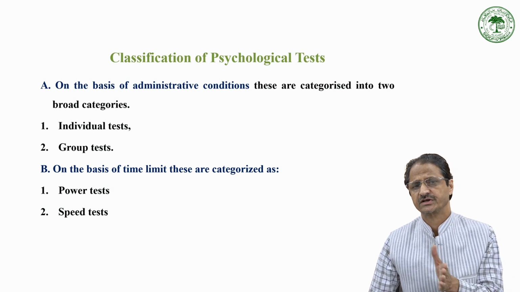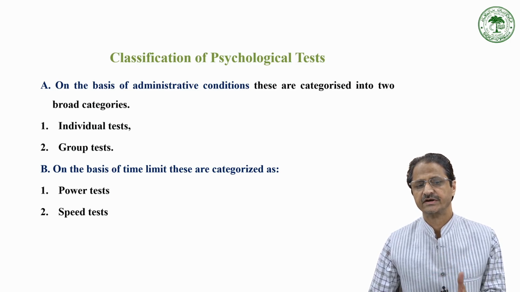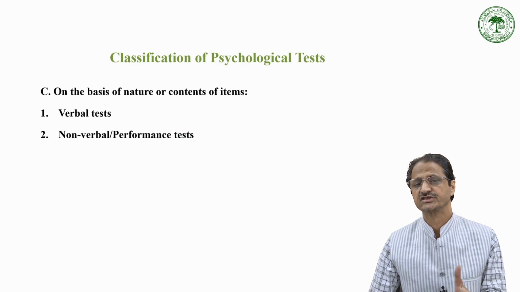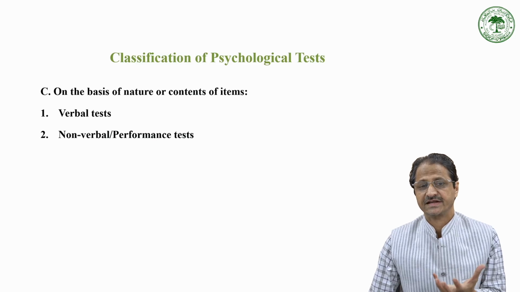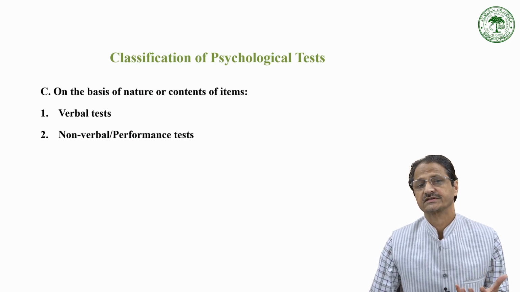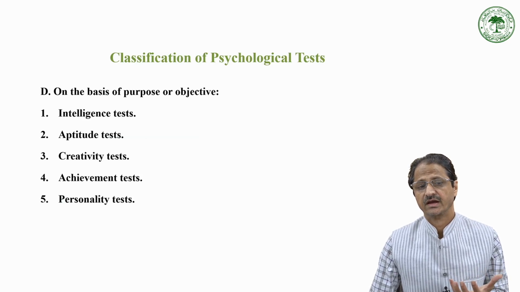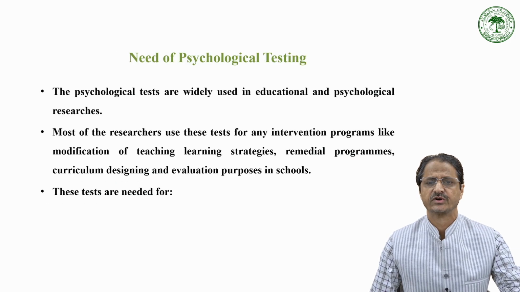On the basis of administrative condition, they are categorized as individual test and group test. On the basis of time limit, they can be categorized into power test and speed test. On the basis of the nature or content of the items incorporated in that test, they will be considered either verbal tests or non-verbal tests, and non-verbal tests are also called performance tests. If we take the objective as a criterion, then the specific objective is to analyze intelligence, aptitude, creativity, achievement, and personality tests. So this is very important in this aspect.